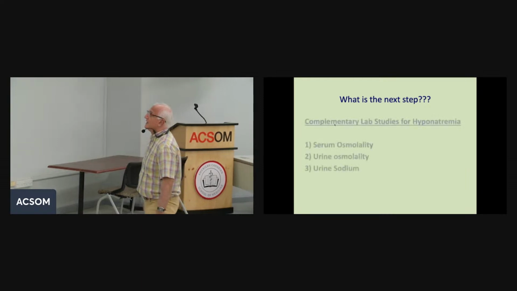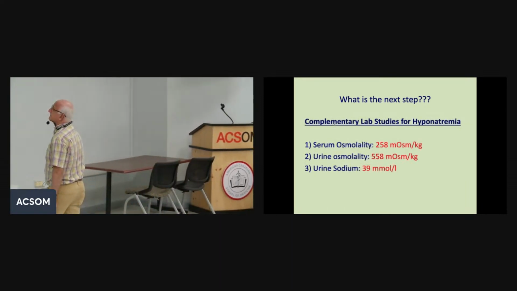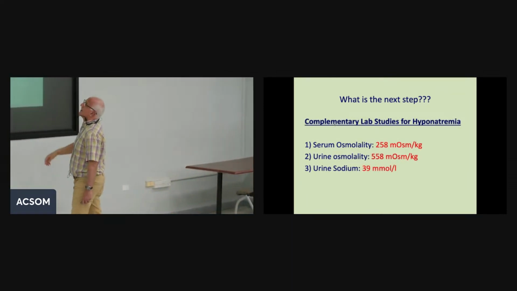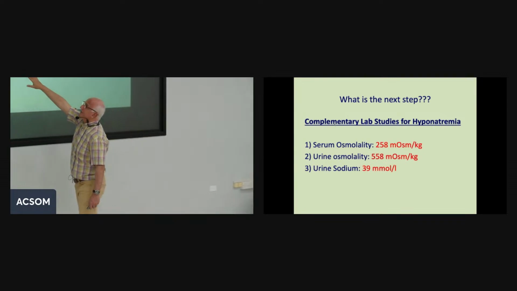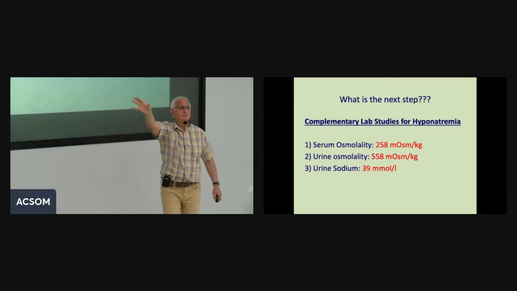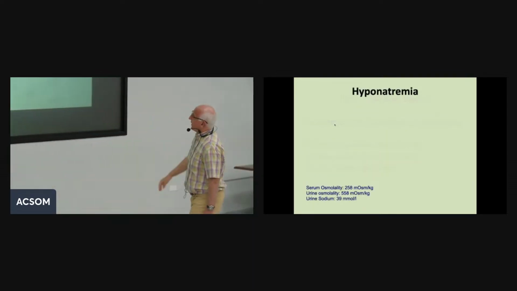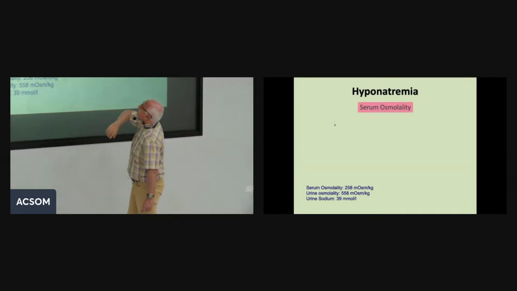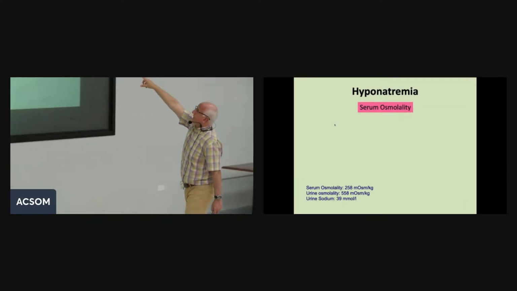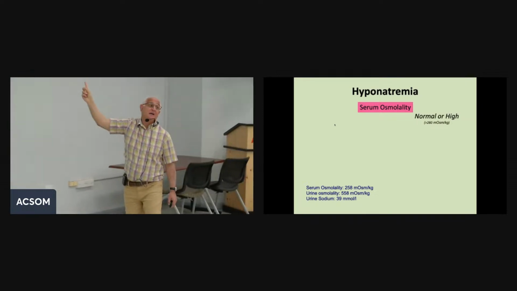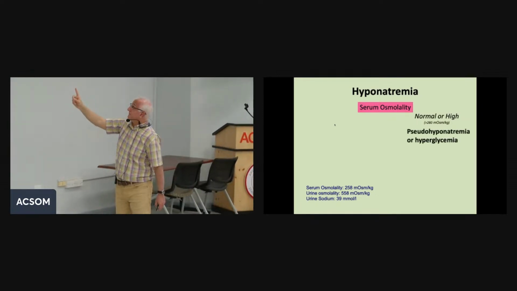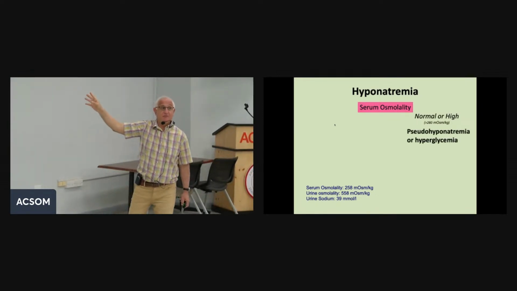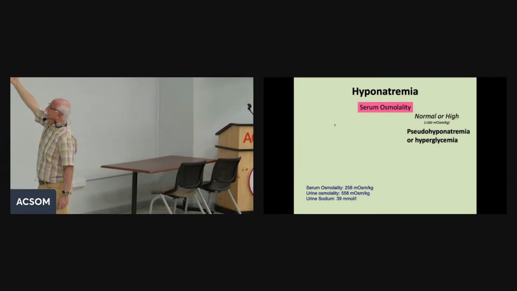Let's do it. This is what she had: 258, 558, 39. Should we go to our algorithm? Let's go. Okay, I put it down here so you remember her numbers. Serum osmolality over there. Is it high? Should we think about this one? Are we lucky on this one? Is it to the right side? No, the serum osmolality is not.